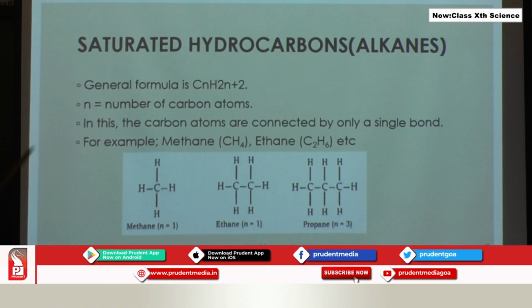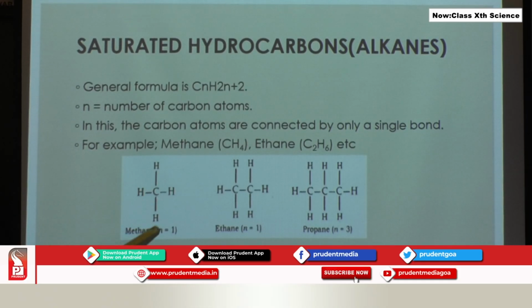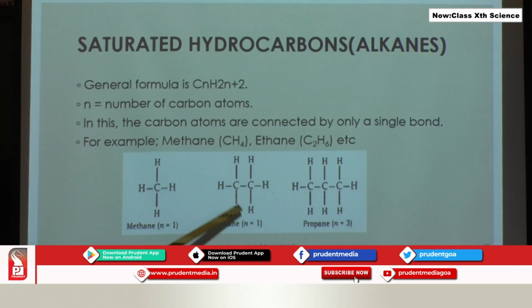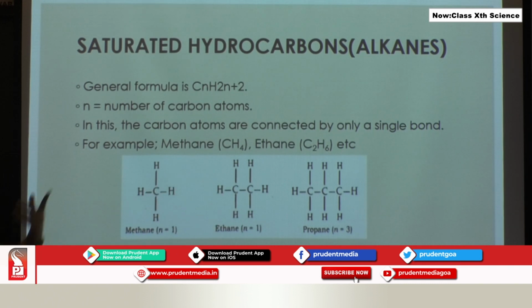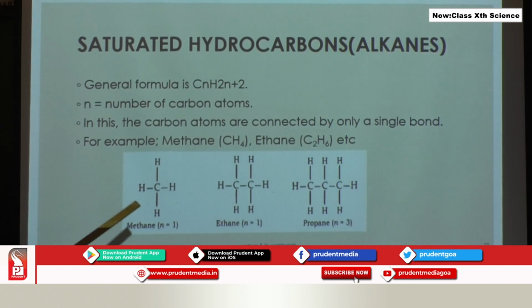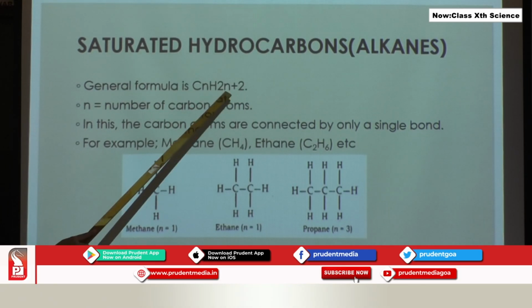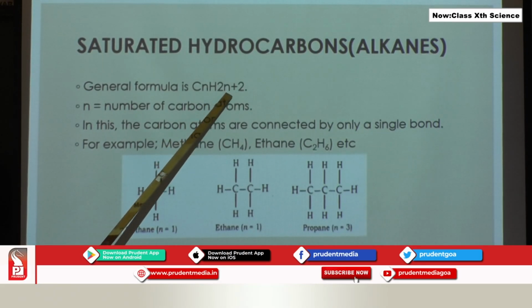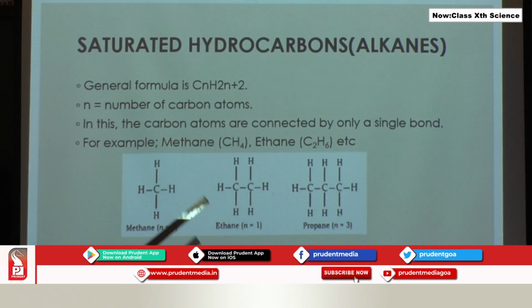In case of methane, we have already seen the electron dot structure of methane. There are 4 hydrogen atoms and the formula is CH4. In ethane, we are having 2 carbon atoms and 6 hydrogen atoms. Now if we use the general formula, how many carbon atoms are there? There is 1 carbon atom. H2n+2. So for hydrogen, when we multiply 2 into 1 plus 2, we are getting 2 plus 2, which will be 4. So we are getting CH4.